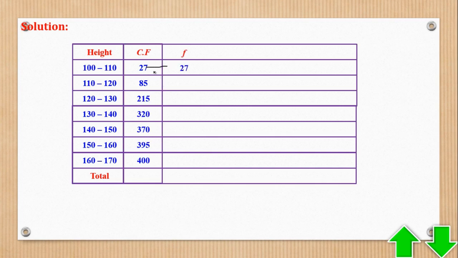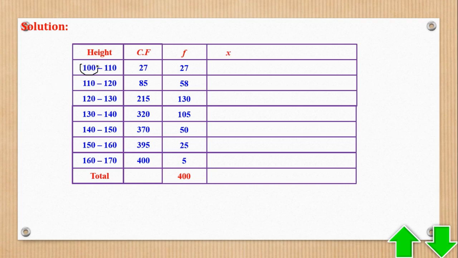First put this one here, then this minus this gives this, this minus this gives that, and so on for the rest. And the total is 400. So from there you can now get the value of x.